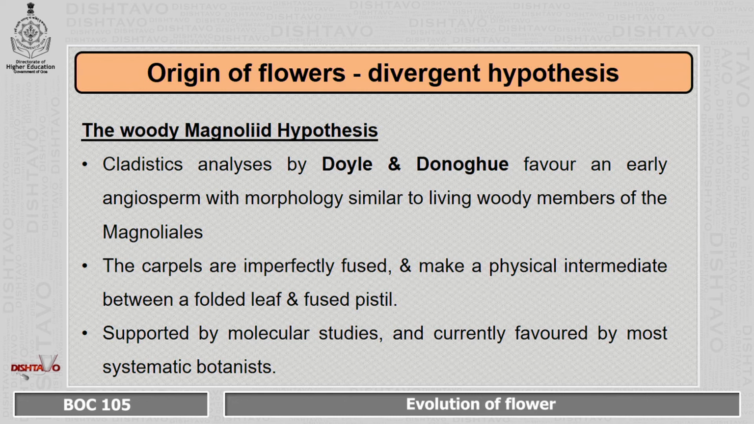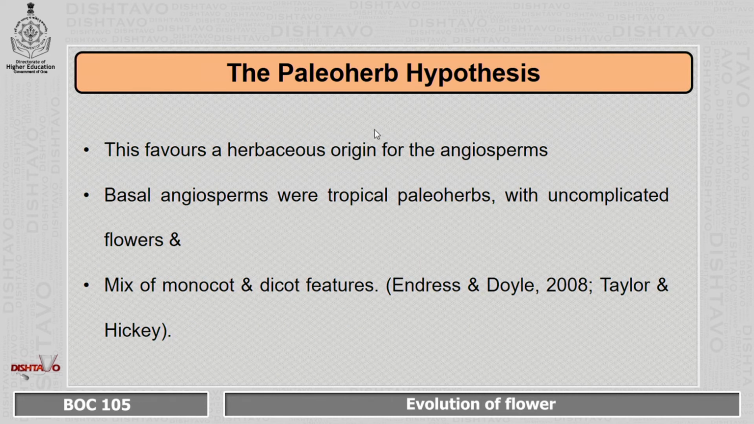Now, this hypothesis is greatly supported by molecular studies and it is currently very much favored by present systematic botanists. Coming to the second hypothesis, that is the paleoherb hypothesis. This favors a herbaceous origin of the angiosperm, in contrast to the magnolid woody hypothesis. Basal angiosperms were tropical paleoherbs with uncomplicated flowers and they were a mix of monocot as well as dicot features.